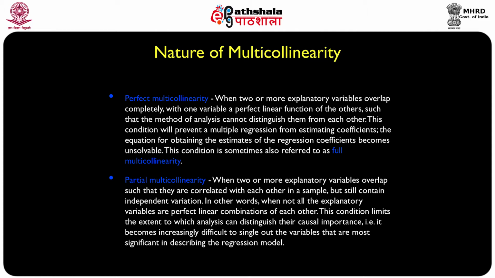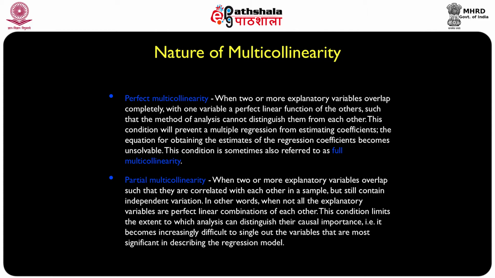When two or more explanatory variables overlap completely, where one variable is a perfect linear function of the other, such that the method of analysis cannot distinguish one explanatory variable from the other, then we say there is presence of perfect multicollinearity. This condition will prevent a multiple regression from estimating the coefficients. The equation for obtaining the estimates of the regression coefficient then becomes unsolvable. This condition is sometimes also referred to as full multicollinearity.